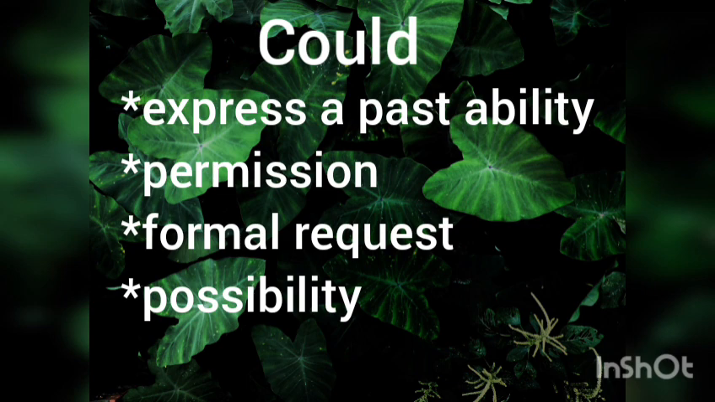And formal request. When you are making a formal request to the principal or to the teacher, if you want to ask something in a formal way, you can use the word could. Could you please come on to the dais? You can ask like this in a formal way. Possibility: the flying object could not be a bird. There is a possibility, you know, so there you can say could.